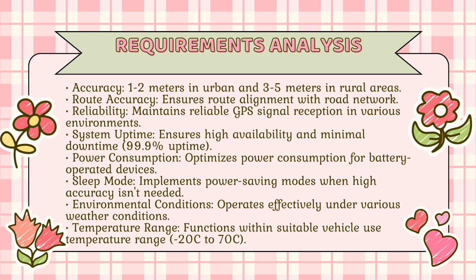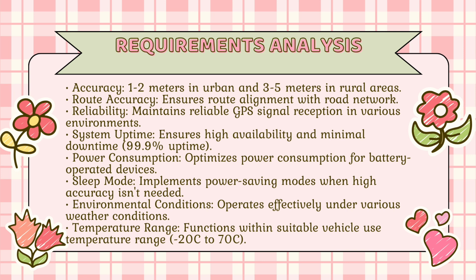For requirement analysis, first is accuracy: 1 to 2 meters in urban and 3 to 5 meters in rural areas. Second is road accuracy, which ensures road alignment with the road network. Third is reliability, which maintains reliable GPS signal reception in various environments. Next is system uptime, which ensures high availability and minimal downtime, 99.9% uptime.